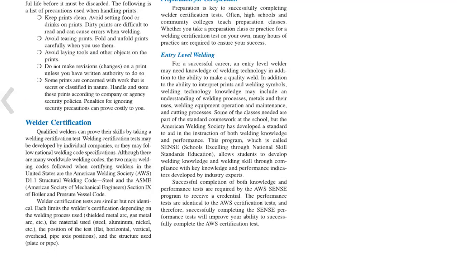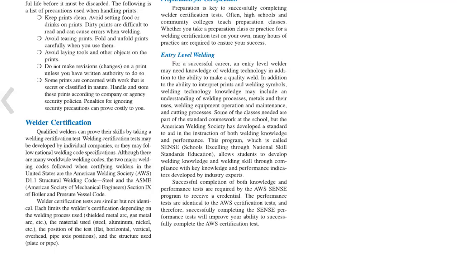Welder certification. Qualified welders can prove their skills by taking a welding certification test. Welding certification tests may be developed by individual companies or may follow the National Welding Code specifications. Although there are many worldwide welding codes, the two major welding codes followed when certifying welders in the United States are the American Welding Society (AWS) D1.1 Structural Welding Code for steel and the ASME, American Society of Mechanical Engineers, Section 9 of the Boiler and Pressure Vessel Code.